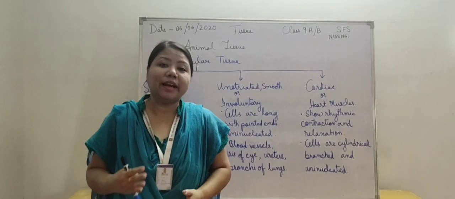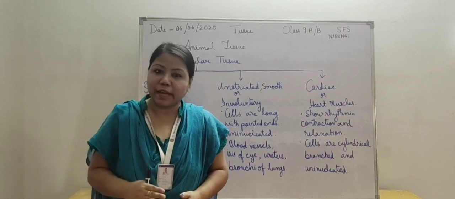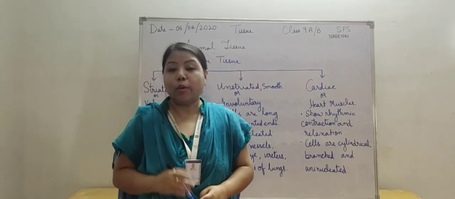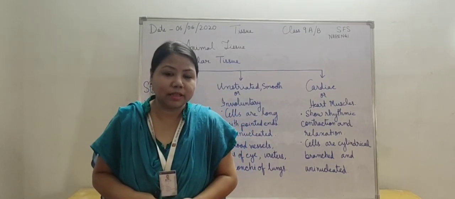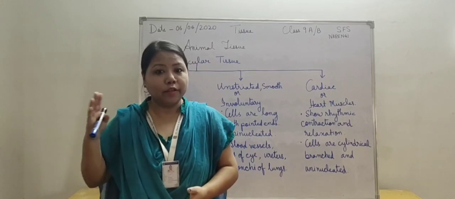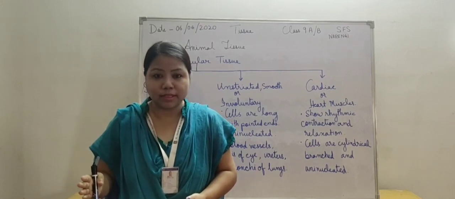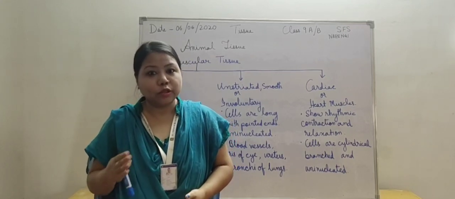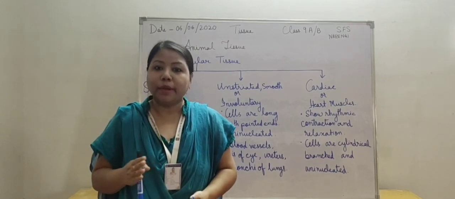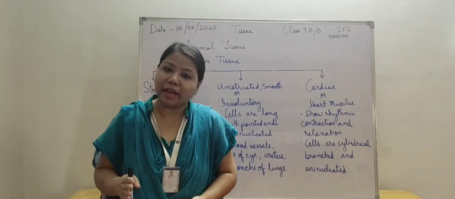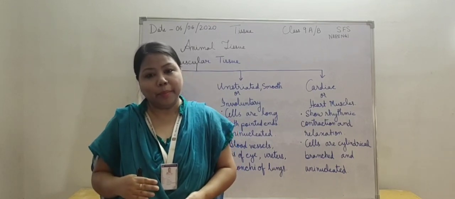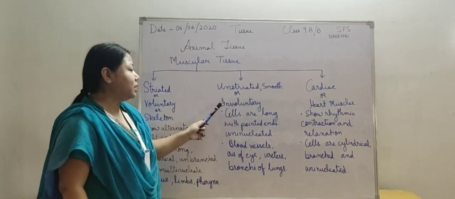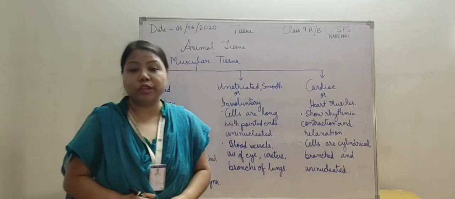Yes. So children, let us now move on to the next type of muscular tissue, that is the unstriated muscles. Now, why is it called unstriated muscles? Remember that I mentioned why the first type is called striated muscles, because it shows alternate light and dark bands. So unstriated, why? Because it does not show such type of light and dark bands or striation. Fine. Then it's also called smooth muscles, and it's also called involuntary muscles.